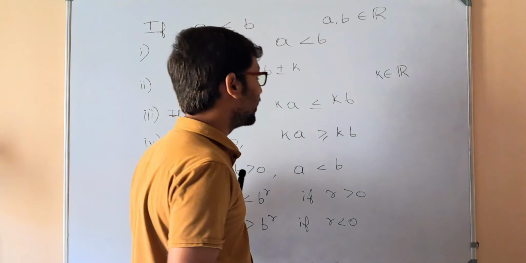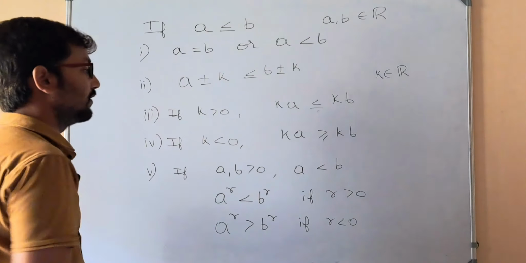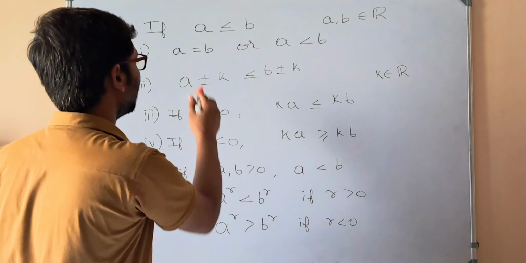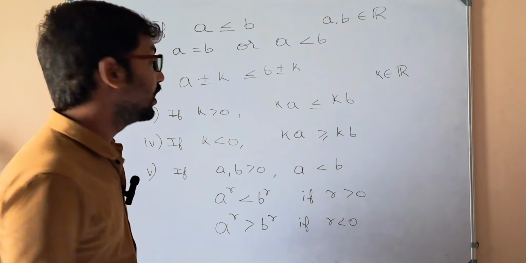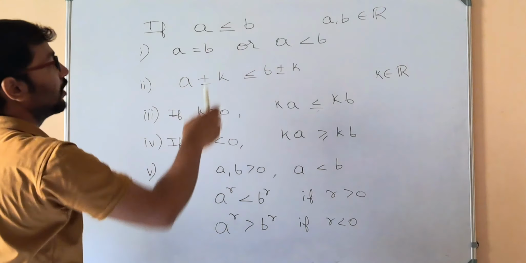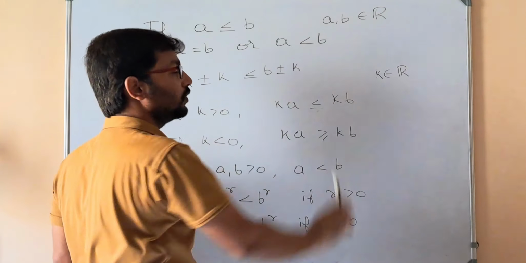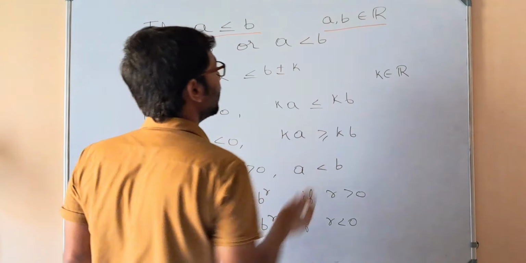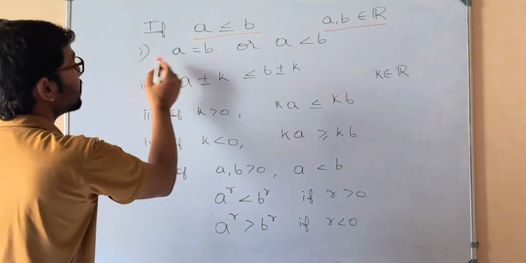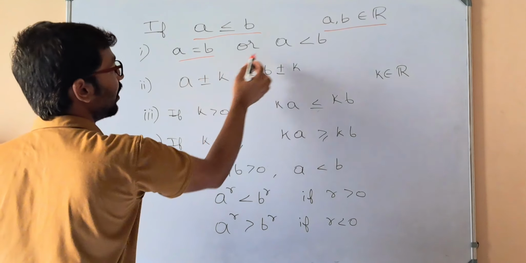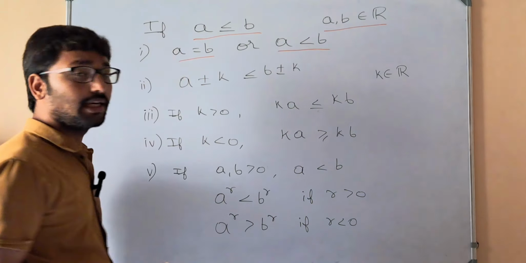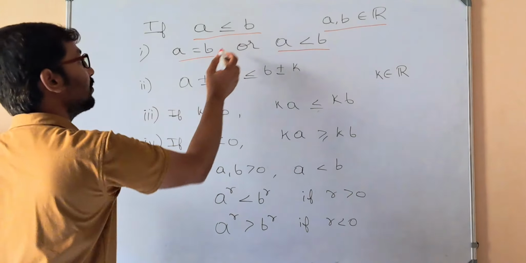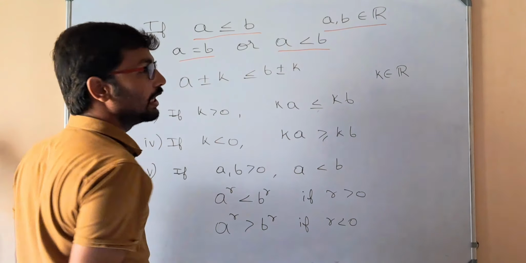So now, inequalities. These are the basic properties of inequalities. If A is less than or equal to B, where A, B belong to R, then what does it mean? It means either A equals B or A is less than B. So A less than or equal to B means A equals B or A less than B.